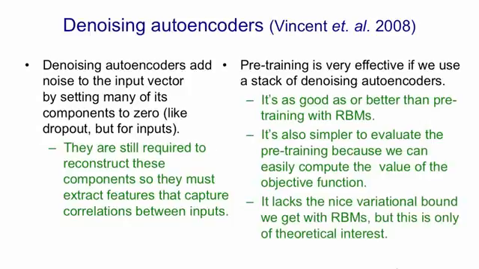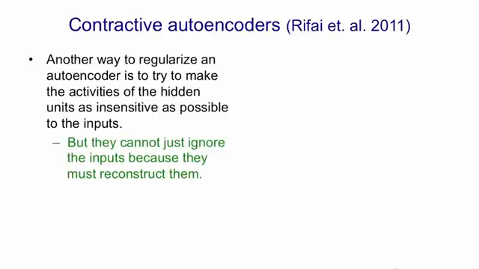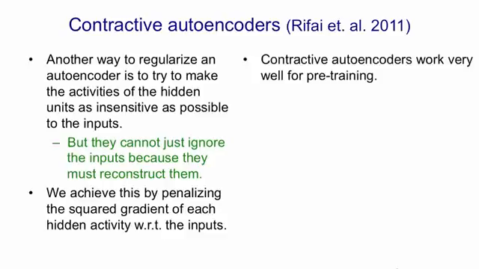Yet another kind of autoencoder is the contractive autoencoder that was also developed by the group at Montreal. The way this works is that we try to make the hidden activities be as insensitive as possible to the inputs. Of course, the hidden units can't just ignore the inputs altogether because they have to be able to reconstruct them. The way we achieve this insensitivity is by penalizing the squared gradient of each hidden unit with respect to each input. So we try and make each hidden unit so that it won't change much if we change an input value. Contractive autoencoders also work very well for pre-training.